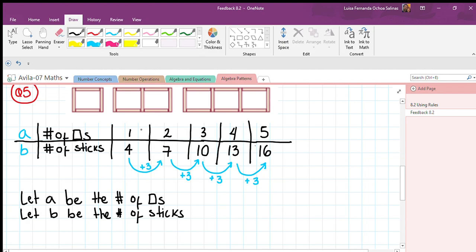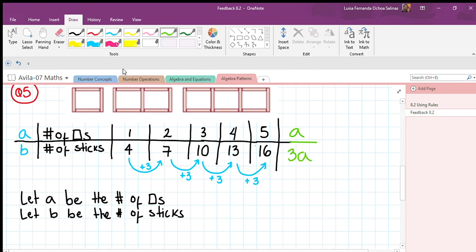Perfect. Okay, so we're going to do the same thing that we did before. Okay, I'm going to use green this time here. So we're going to say if this one is A, what am I doing? Because I know that I'm adding 3 each time. So I'm going to say I know that when I'm adding 3 each time, I have to multiply by 3 the variable. So this one is going to be 3A. And then we're going to adjust it. How do we adjust it?